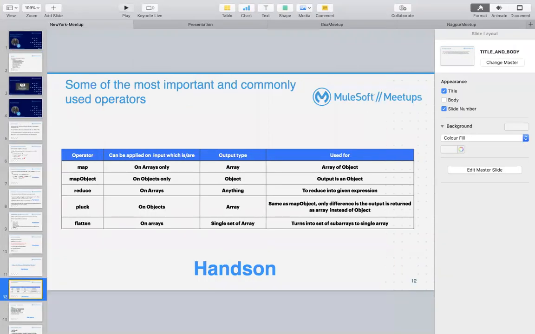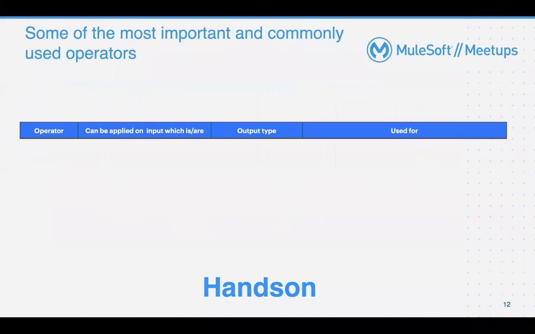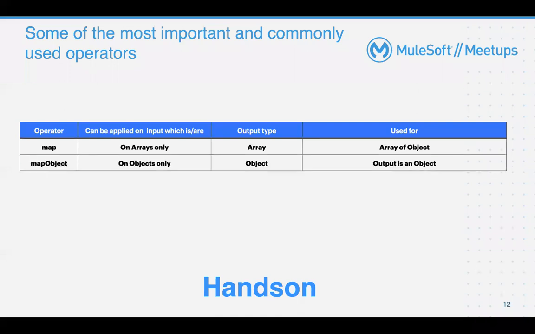Then I wanted to show you one tabular form. Okay, on what is the operator and on which kind of data type input that we can use on, and what is the output type and what it is used for. Okay, map operator, it is used on arrays, and the output type is array, used for arrays of objects. Map object, it is applied only on objects. The resultant is also an object.